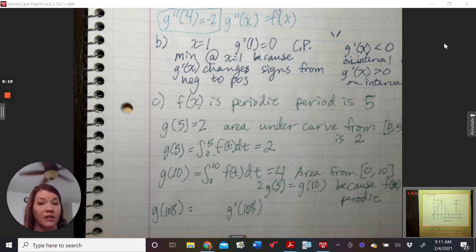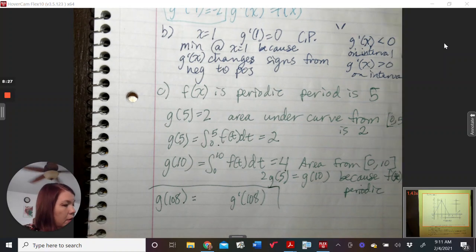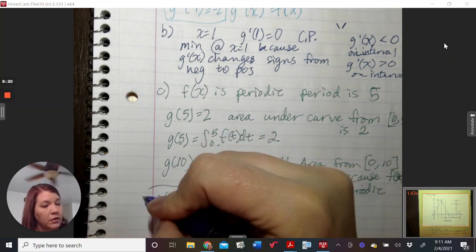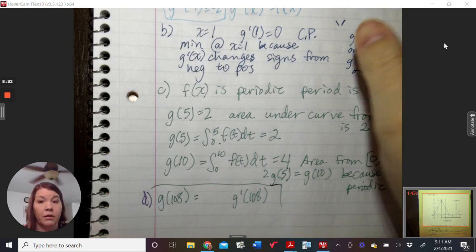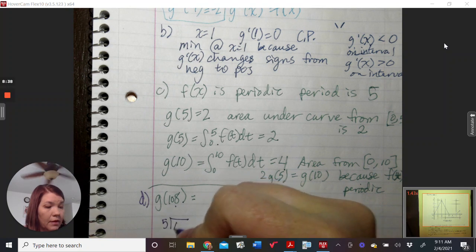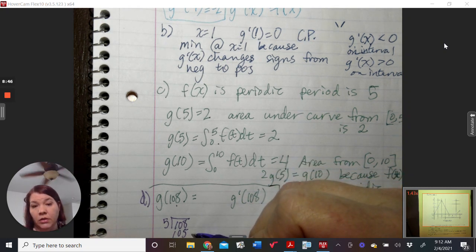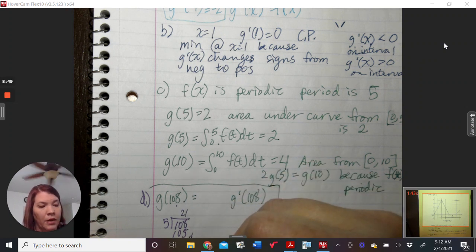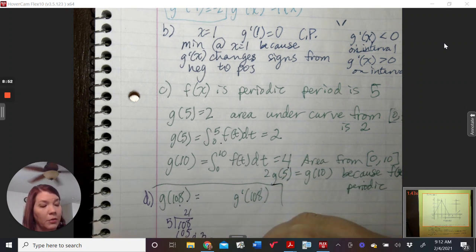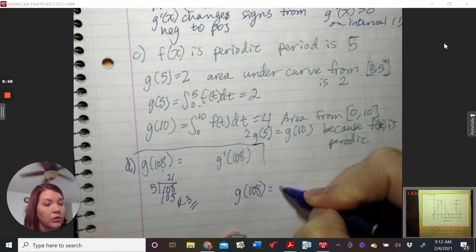Okay, it's periodic. It has a period of 5. So I'm on a different part. I'm changing colors. This is part D. It's periodic with a period of 5. So I'm going to divide 108 by 5. 5 goes into 108, I don't know how many times, I don't care, but it'll make a 105, which is 21, with a remainder of 3. The remainder is the part I care about, because g of 108 will equal g of 3.